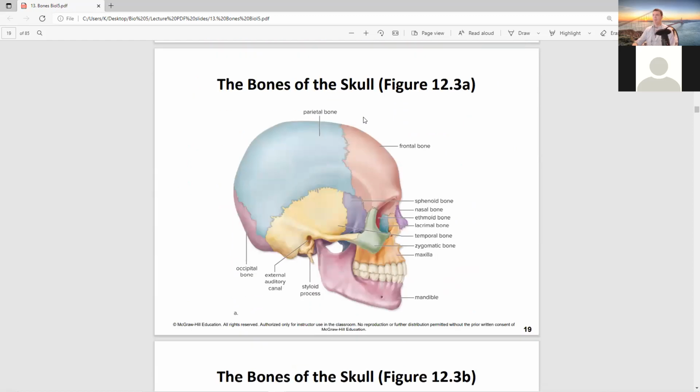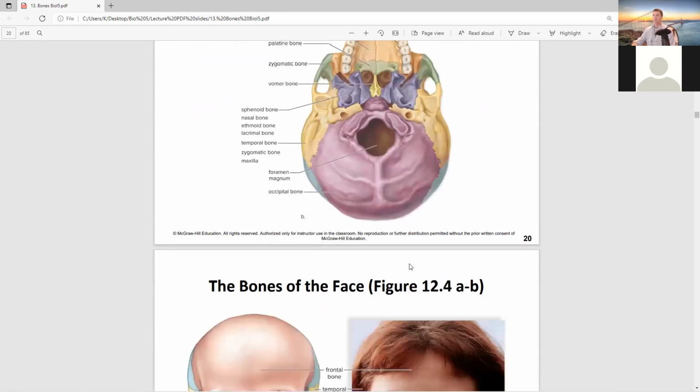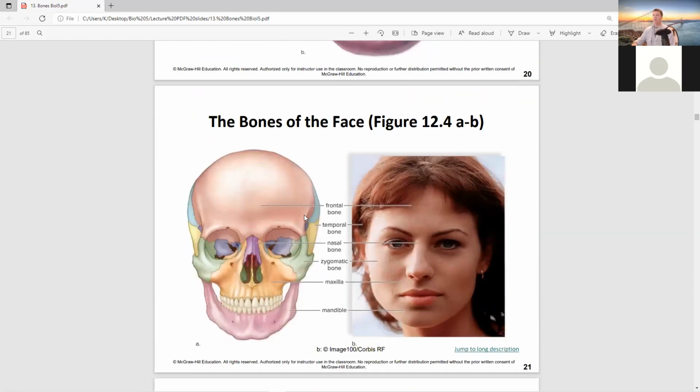So that's shown here. Here are the bones of the skull: the styloid process, the external auditory canal, the occipital bone, the parietal bone, the frontal bone, the sphenoid bone, nasal bone, ethmoid, lacrimal, temporal, zygomatic, maxilla, and mandible. And that's shown here from a different angle. Again, the bones of the face: the frontal bone, the temporal bone, nasal bone, zygomatic bone, maxilla, and mandible.